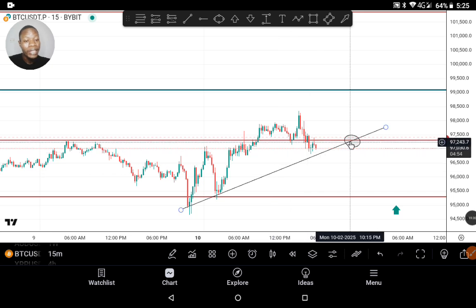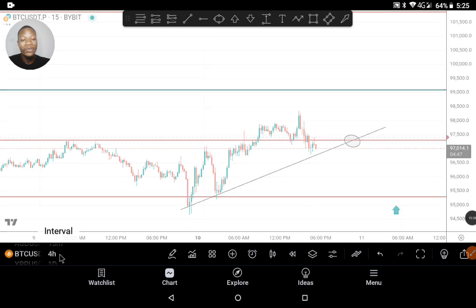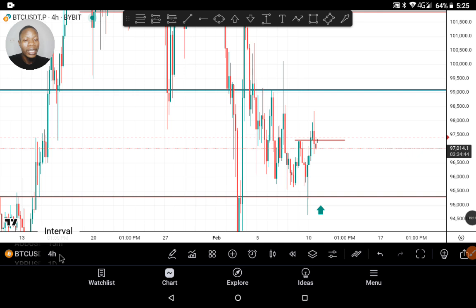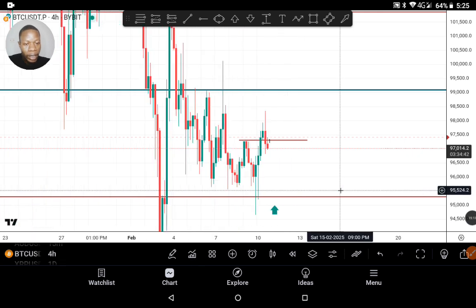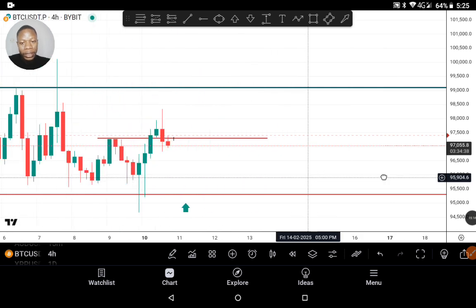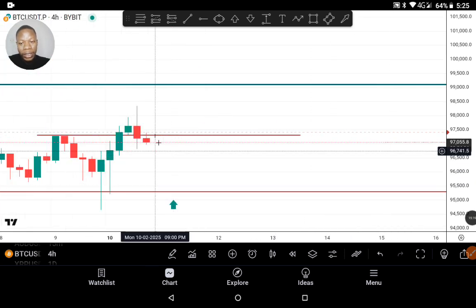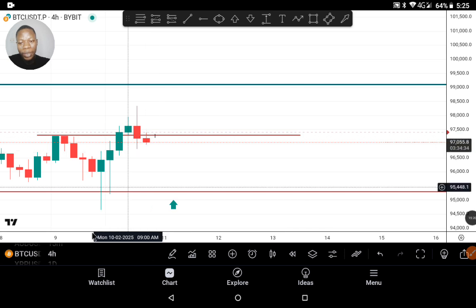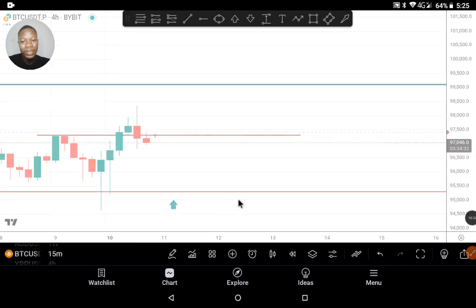So at this point 10:30, let's see what is going to happen. So if you take it back to 4 hours, you can see that the area peaked. This is the area I spotted. Let me take it back to 15 minutes.